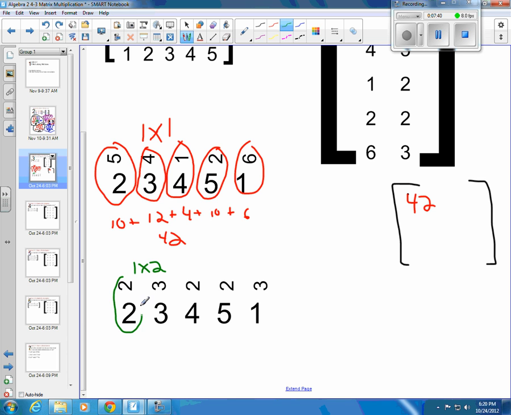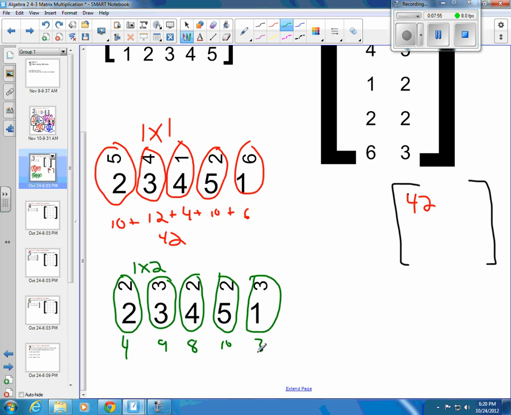So 2 times 2 would be 4. 3 times 3 would be 9. 4 times 2 is 8. 5 times 2 is 10. And 3 times 1 is 3. Then you add all of those products up.